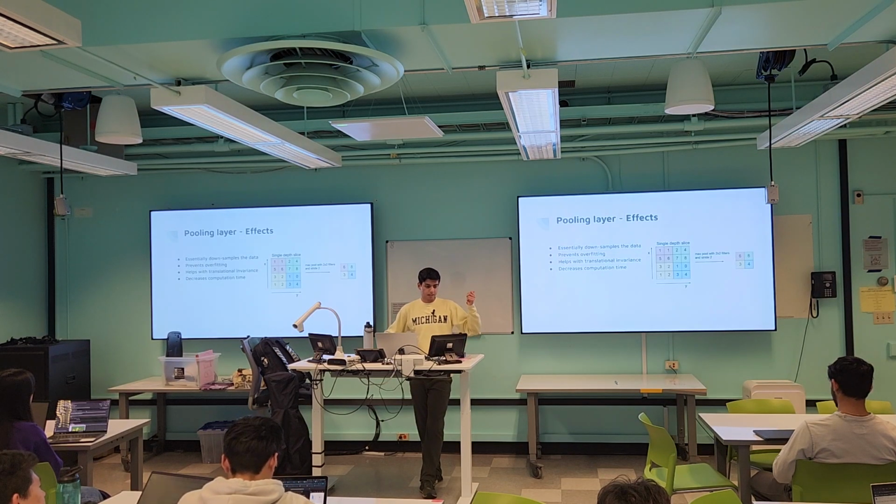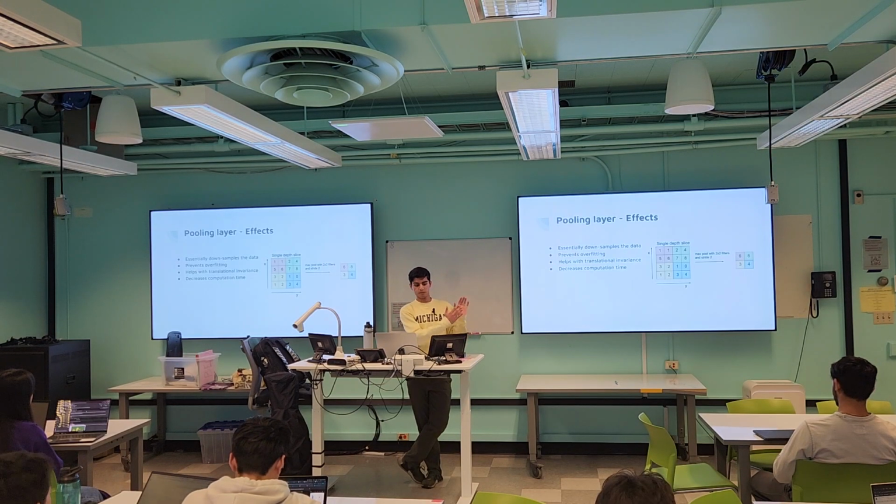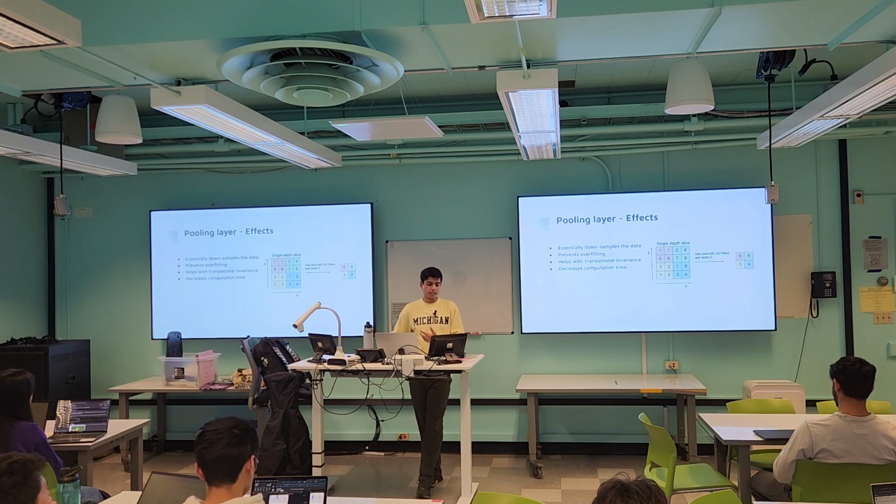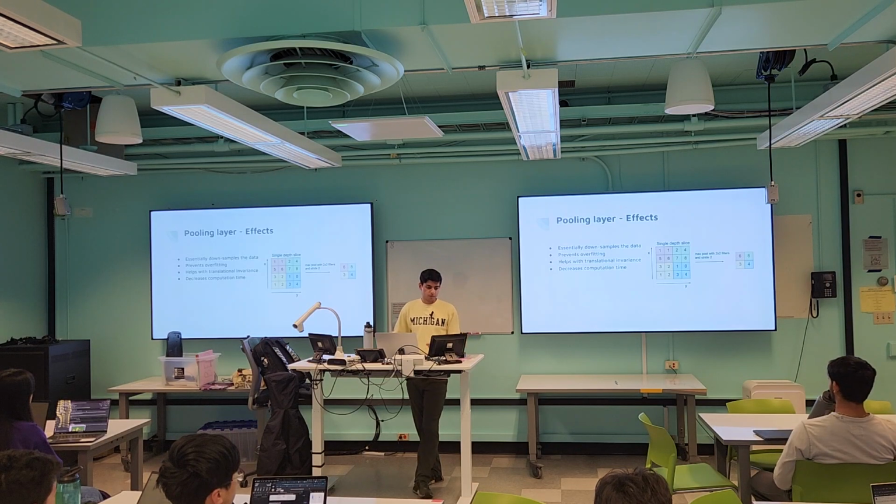Pooling downsamples the data and prevents overfitting. Oh yeah, it helps with translational invariance, because if everything is shifted by, say, 1 pixel in this case, it won't change the pool because we're just taking the max out of it anyways. So if the max shifted over 1, it's still the max in that area. And it reduces the size, so it reduces computation time.